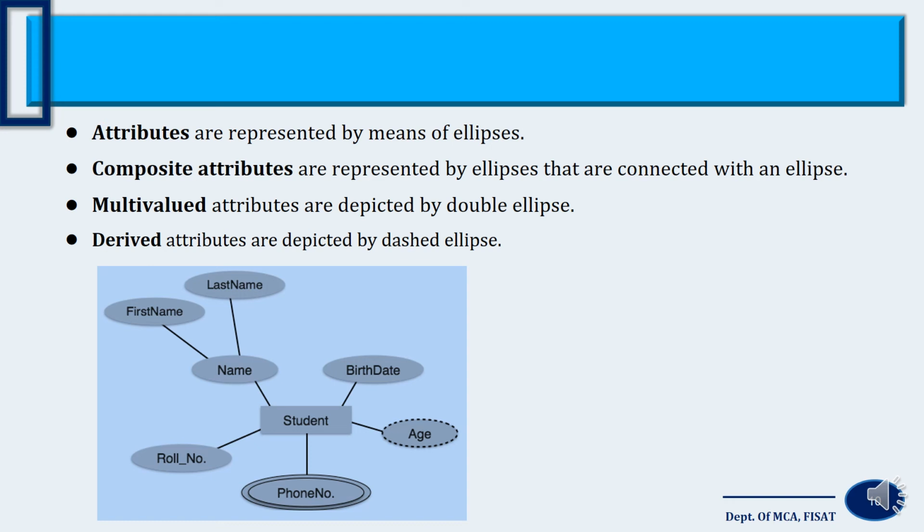And the multi-valued attributes are represented by a double ellipse. Phone number is a multi-valued attribute, and to show that we are using a double ellipse. And the derived attributes are depicted by a dashed ellipse. So this is the method for representing the different types of attributes in Chen's notation.